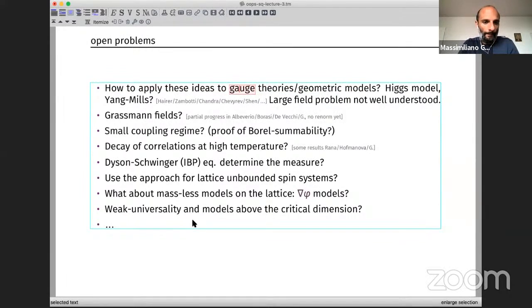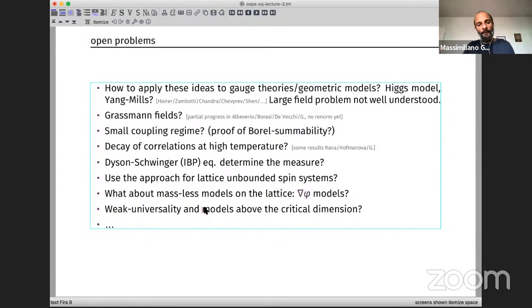And then, I also don't understand very well: can you apply stochastic quantization to models like grad phi, where the interaction depends only on the gradient of the field? They are called massless because the measure is the same whether you translate the field or not. So they have an additional symmetry, which is why it's called massless. And then, other questions, more technical: weak universality, or proving it using stochastic quantization.